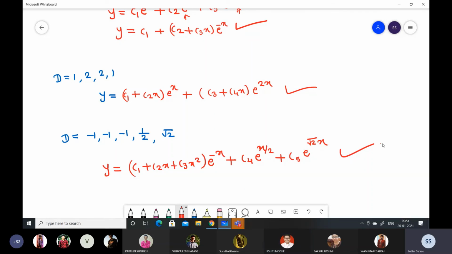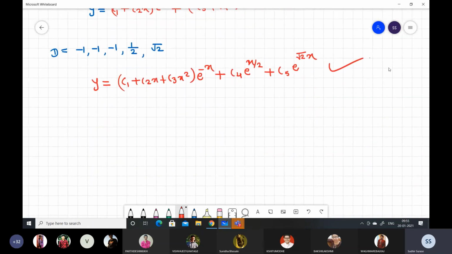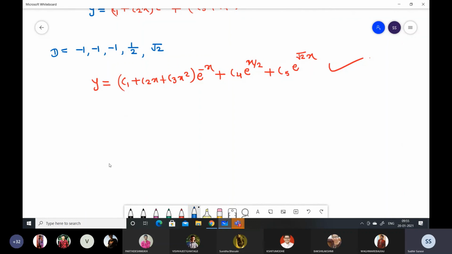Later on we will solve some different examples. Let me explain the third case by starting with one example. Here we have another example. Solve d square plus 1, y is equal to 0. Now I want to solve this differential equation.